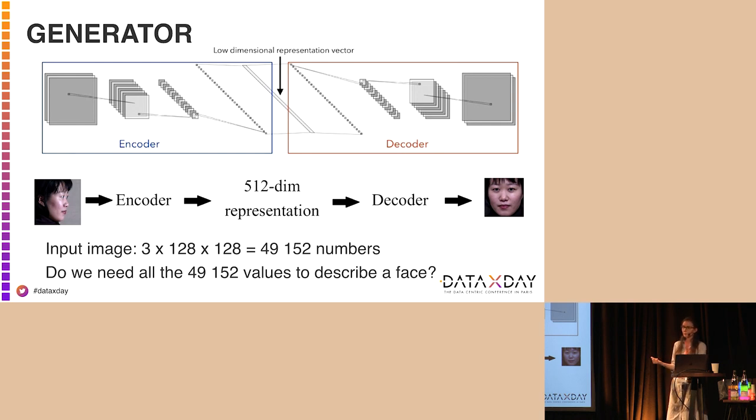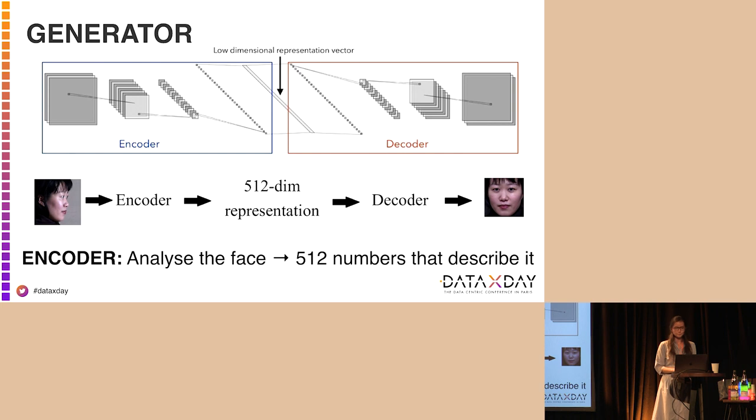to 50,000. Now, if you think about the faces of people that you know, you can also think about, do you really need 50,000 worth of numbers to distinguish between those faces? So maybe the answer is no. It turns out that for the network, the answer is indeed no.